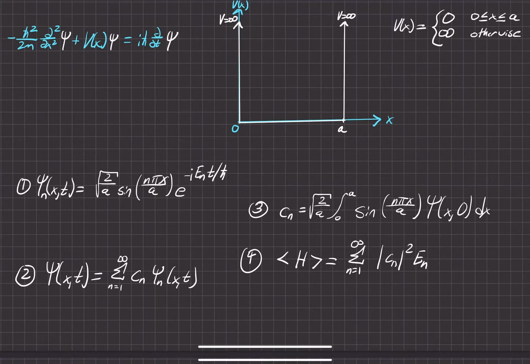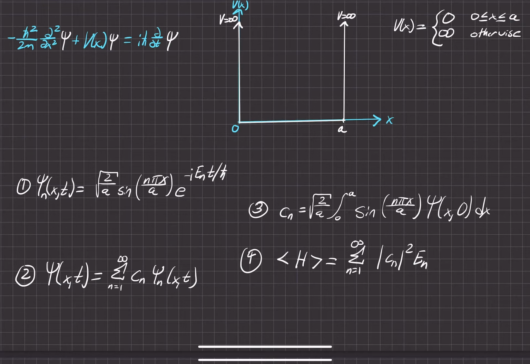The infinite square well is the first toy model that we can apply what we know about quantum mechanics to. It's defined by two barriers, one at x equals 0 and another at x equals a, and they go off into infinity. Everything in between has potential equal to 0.